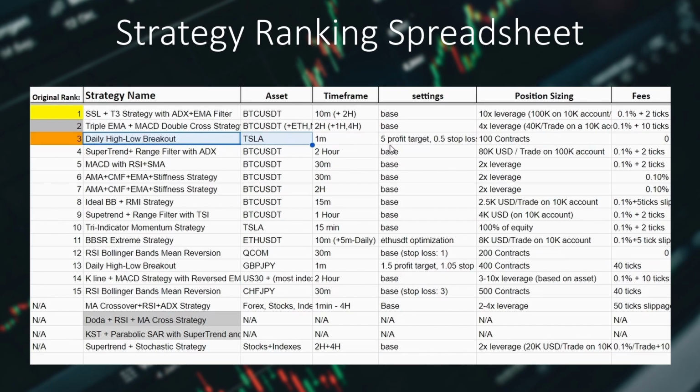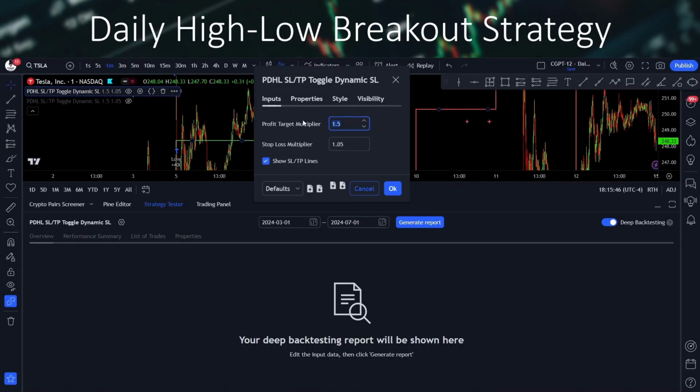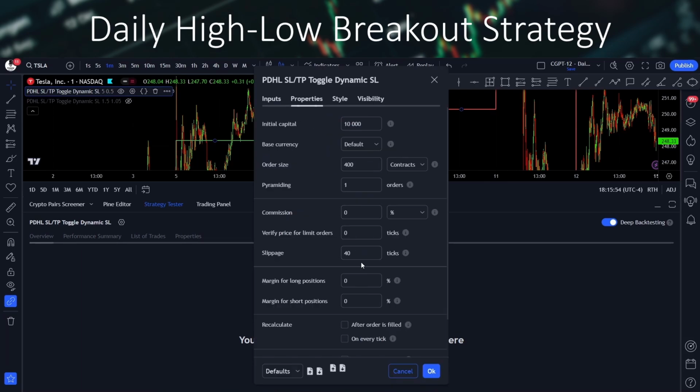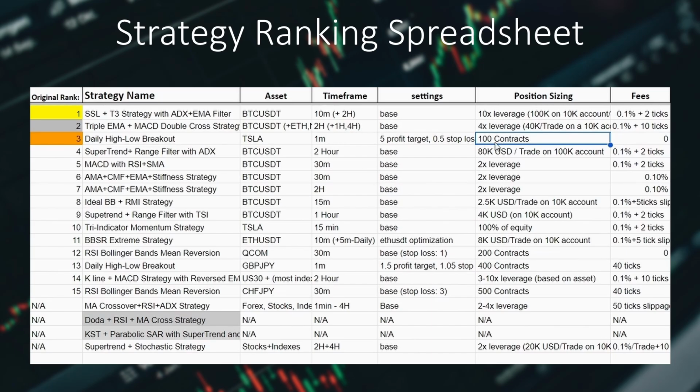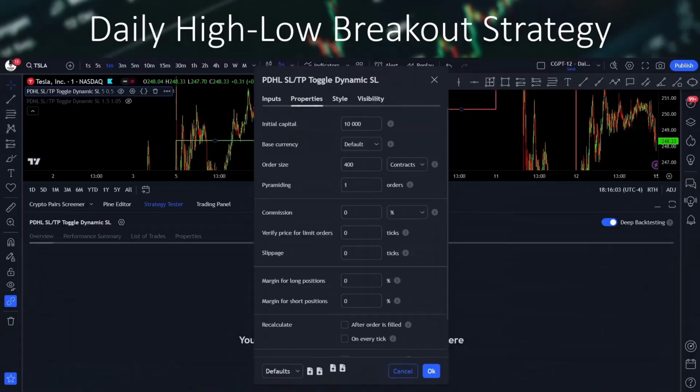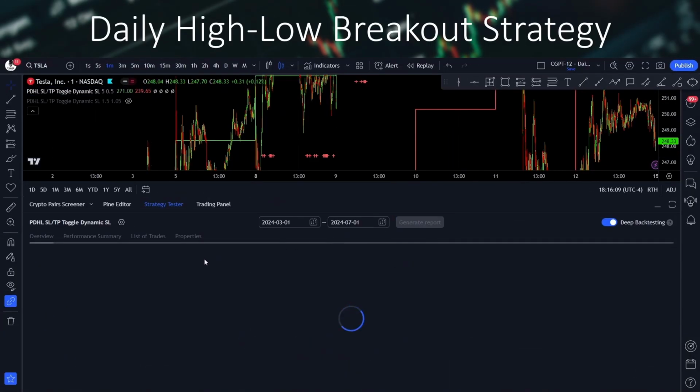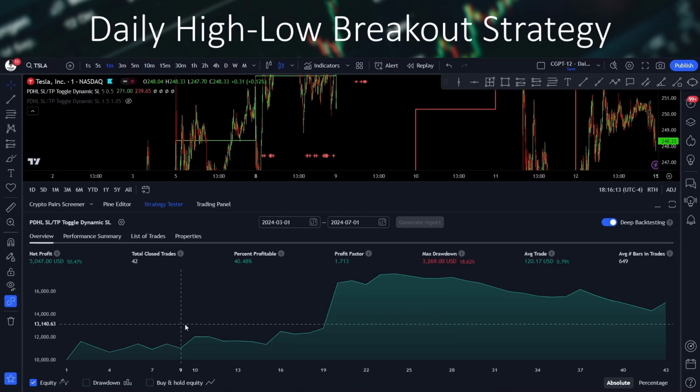For Tesla, we are using a 5 profit target and a 0.5 stop loss. And here, I originally did not use any commission, but I will show you the commission-based results too. So, profit target 5, stop loss 0.5, and the properties tab has no fees. And the position sizing is changed too to 100 contracts. Let's see. And it actually did give us a good profit.